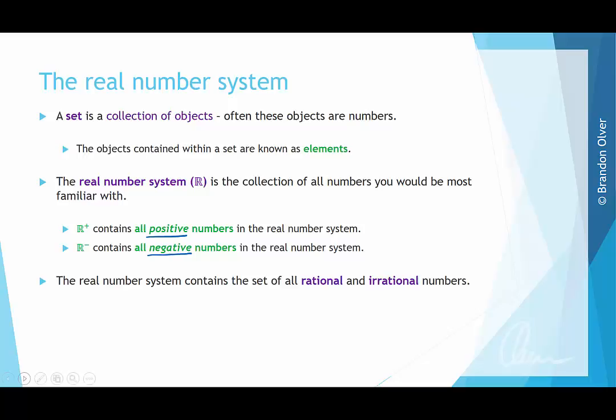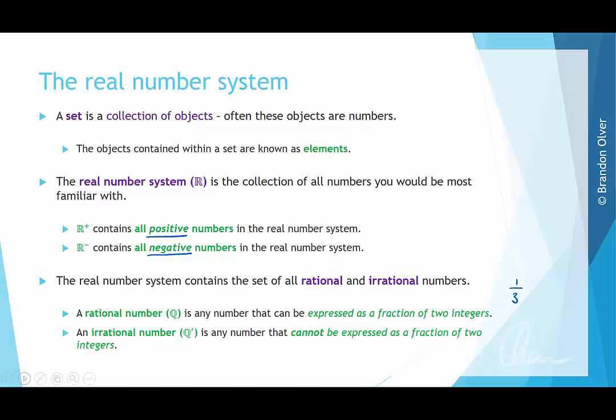The real number system contains a set of all rational and irrational numbers. So a rational number is any number that you can express as a fraction of two integers. So a rational number is something like 1/3. And we'll see a few more examples of that in a moment. An irrational number, and here we can see this Q is the symbol for the rational numbers, so the irrational numbers are the complement of Q, which we give a little dash to, is any number, or the set of all numbers, that cannot be expressed as a fraction of two integers. So an example of this is the square root of 2, which is an irrational number.